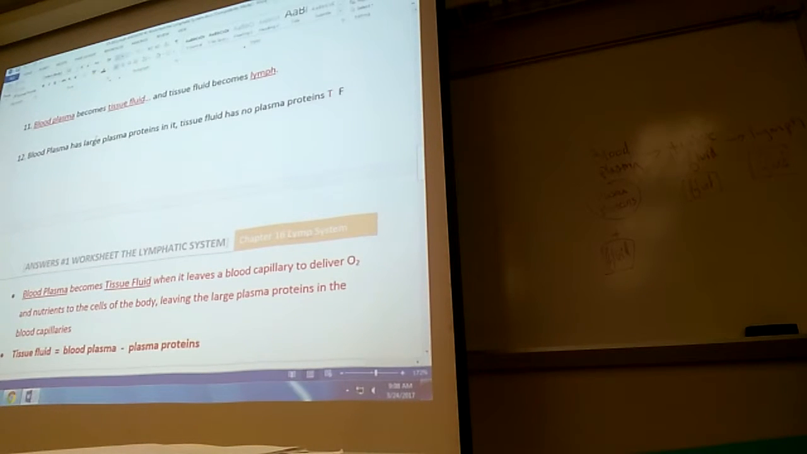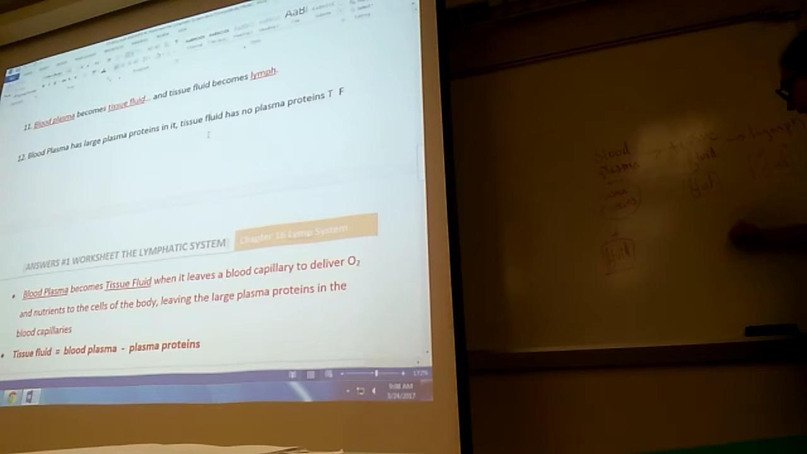Does that make sense? It's just the location. Okay. So blood plasma has large plasma proteins in it. Tissue fluid has no plasma proteins. That's true. Because what do plasma proteins do?